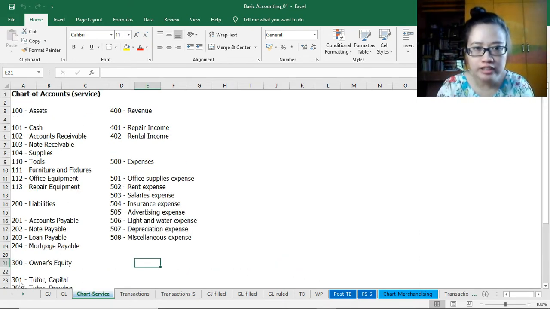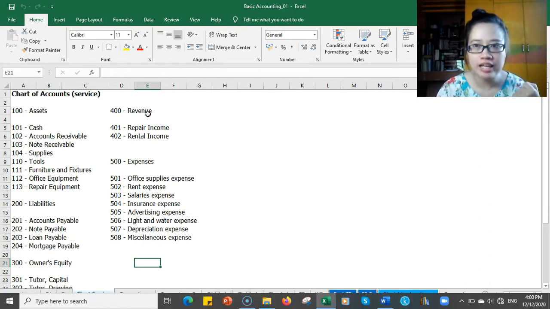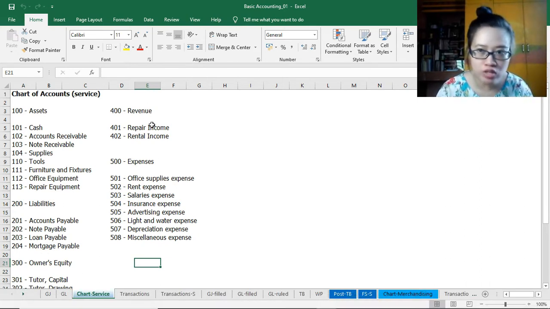So to note dito sa ating chart of accounts, so again yung pagkakasunod-sunod niya, mauna syempre assets and then liabilities. You have your equity. And then, after that, you have your revenue accounts, tapos expenses account. Okay?